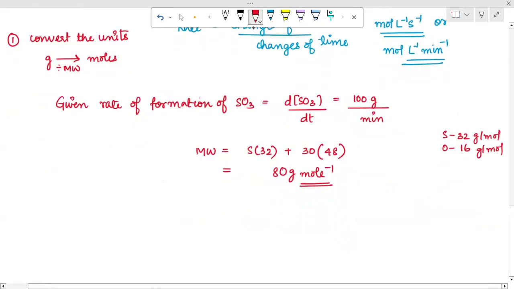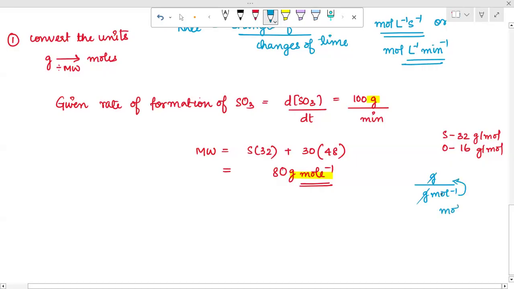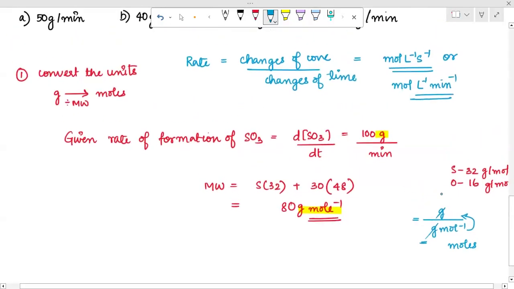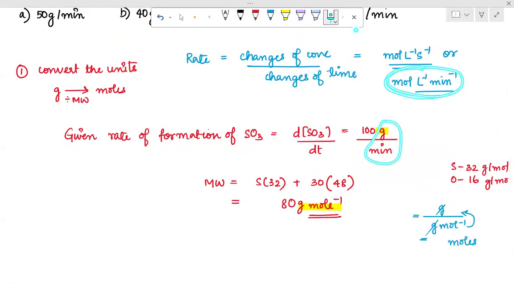Now what do we have to do? We have to divide this grams with grams per mole, correct? So what do you get? Gram divided by grams per mole. Okay, so this gets cancelled and whatever you get is in terms of moles. This goes up and it becomes in moles. And that is what we want. Correct? See, we need it in moles per liter per minute, not in grams per minute.